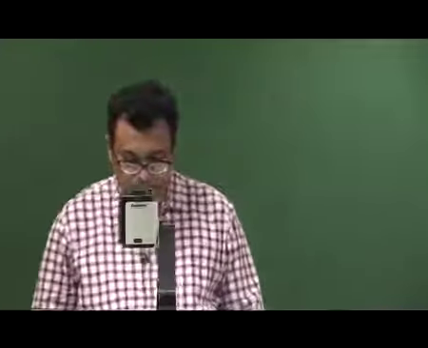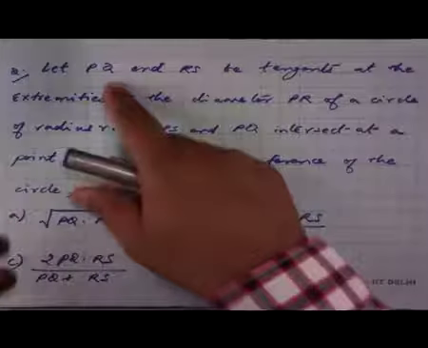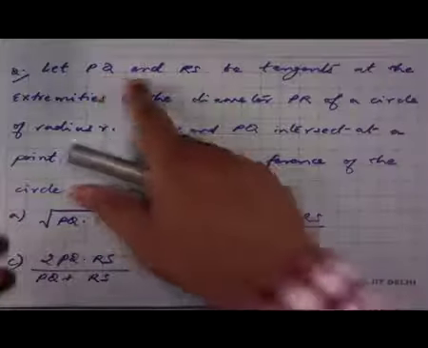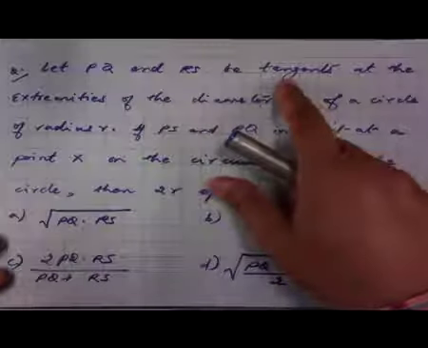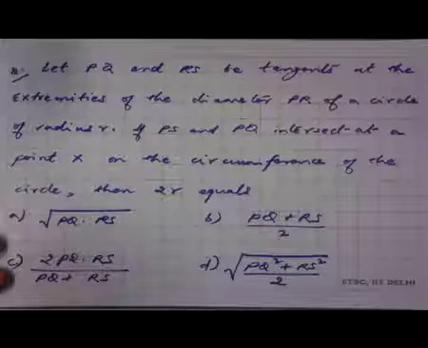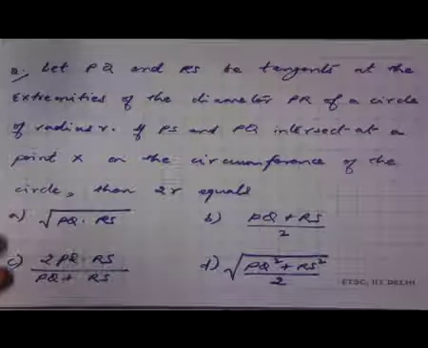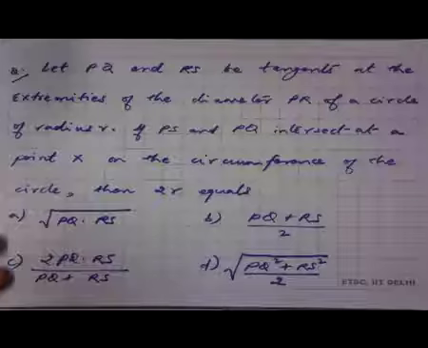Let us take another problem. Now, in this problem it is said that let PQ and RS be tangents at the extremities of the diameter PR of a circle of radius r.